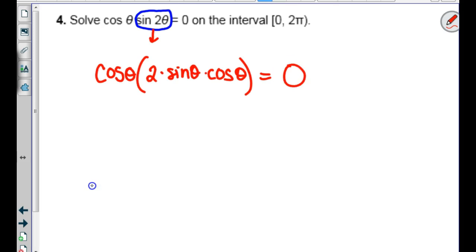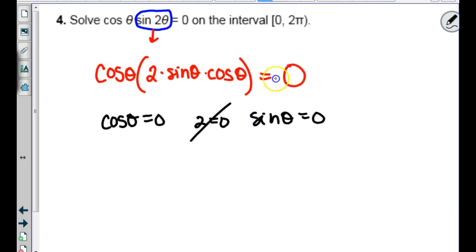Any ideas what we should do now? My first thought was, well, we have a cosine times a cosine, that's a cosine squared, right? And we could write that, but the bottom line is, isn't this all multiplied? Yeah. So the only way to get 0 is for what? Yeah. So the cosine could be 0. 2 could be 0. Maybe not. The sine could be 0. Or the cosine could be 0, which we already have on our list of possibilities, right? If you'd squared it, it's fine. Cosine squared equals 0. The only way that's true is if cosine is 0.